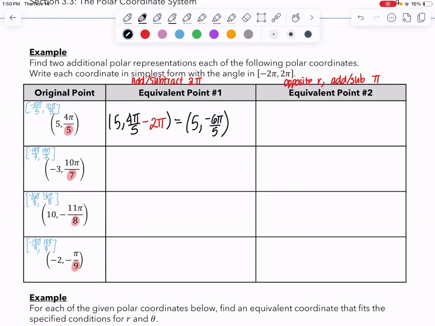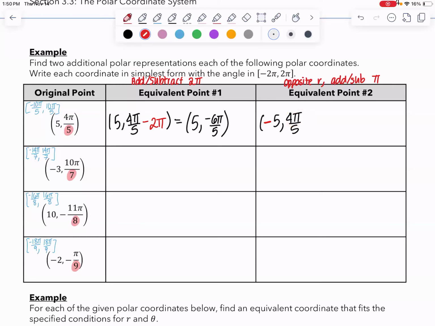For the second equivalent point, we are making the sign on R the opposite. So R was positive to begin with, positive 5. I'm going to make it negative 5. And then 4 pi over 5. I can either add pi or subtract pi, and both of these will actually keep me within the range. So adding pi to 4 pi over 5 will be 9 pi. You'd have 4 plus 5 is 9 pi, or 4 minus 5 is negative 5 pi over 5.